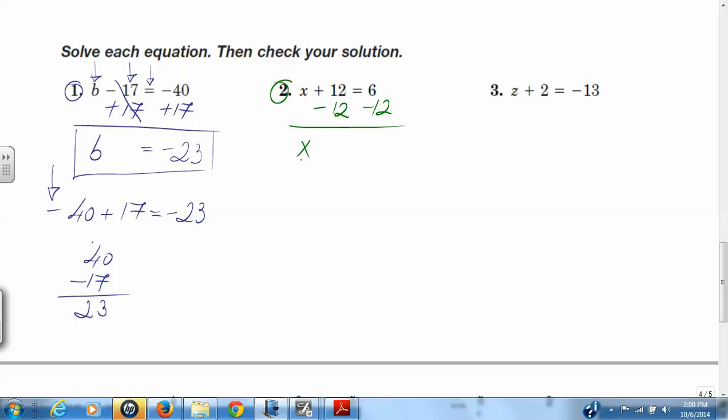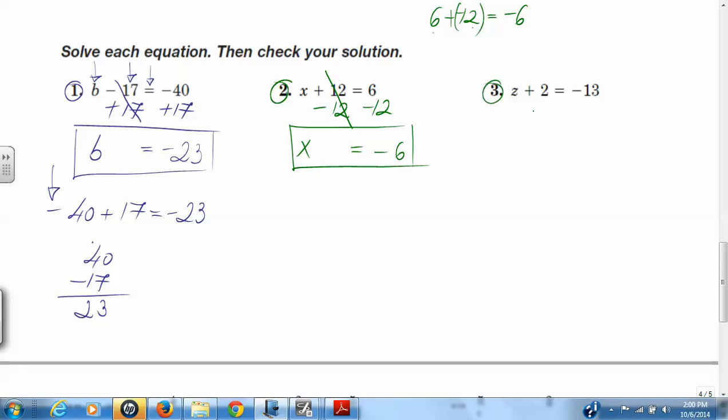x, 12 minus 12. You see, I'm going column by column. 12 minus 12 is 0. Equals 6 minus 12. 6 minus 12 is actually 6 plus negative 12, right? I'm adding two integers with different signs. I will subtract the smallest absolute value, 6, from the largest one, 12. 12 minus 6 is 6. And I will keep the sign of the largest one. So that's why your x here will be negative 6, right?